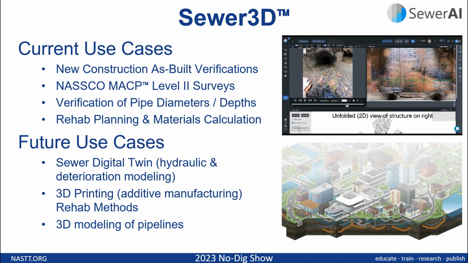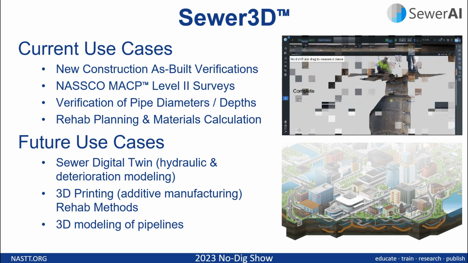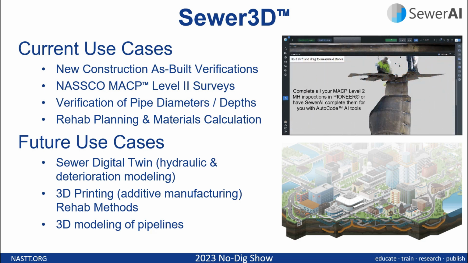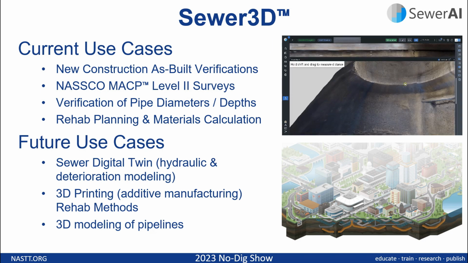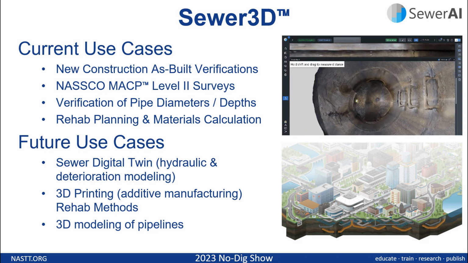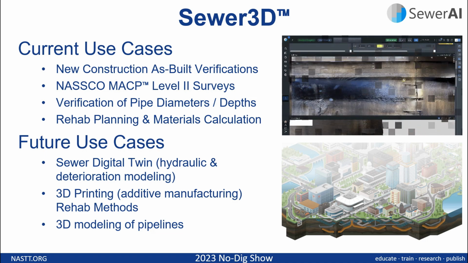From a rehab planning standpoint, you can now calculate exactly how much material might be needed to repair that specific structure. For future use cases coming shortly, we would be talking about the enablement of digital twins for high-level flow or hydraulic modeling and deterioration scenario planning. And also you have the enablement now of 3D printing or additive manufacturing construction methods, which now finally can start to be used inside the sewer space. And then also the technology will allow for not just the 3D modeling of vertical access structures, but also for 3D modeling of horizontal pipelines.